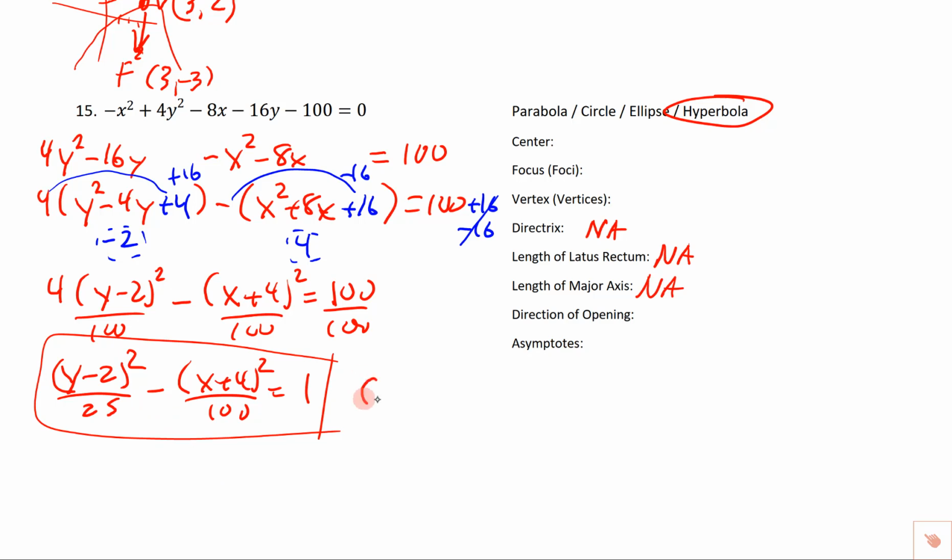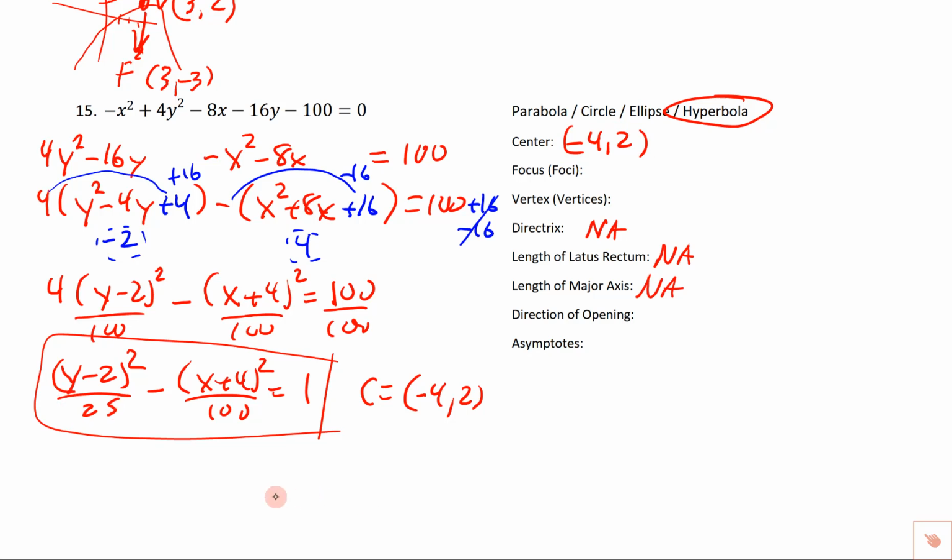the center. The center on this is going to be the opposite of whatever's with the x, so this is going to be a negative 4, and the opposite of whatever's with the y, so this is going to be a 2. So the center is going to be at negative 4 comma 2, so I'll go ahead and mark that down. And the fact that this is a positive y means it opens in the vertical direction.